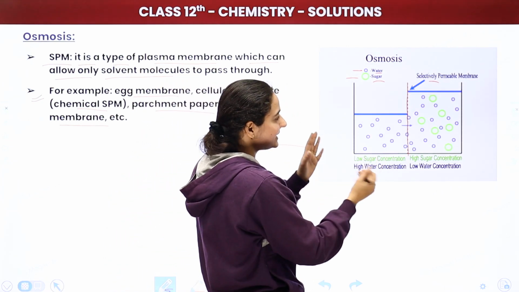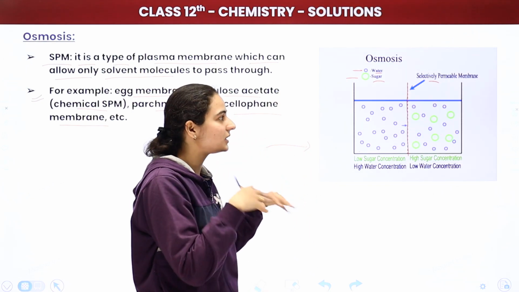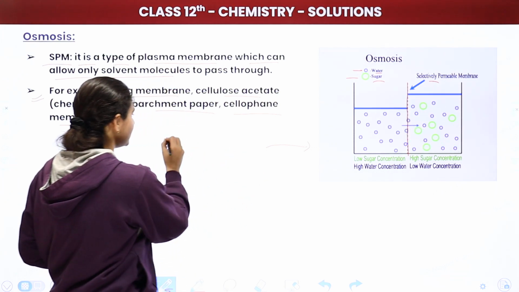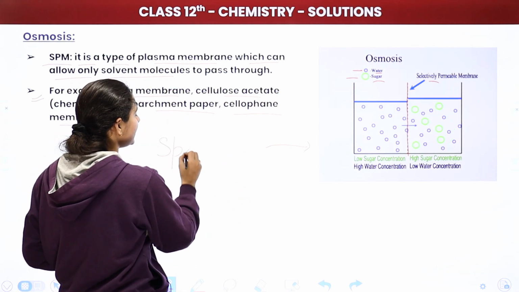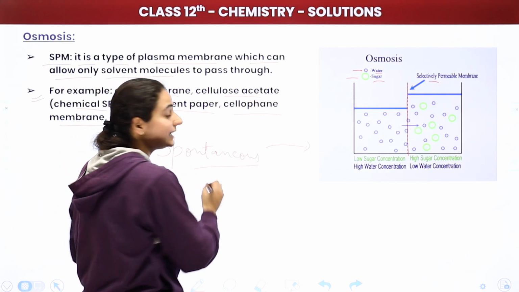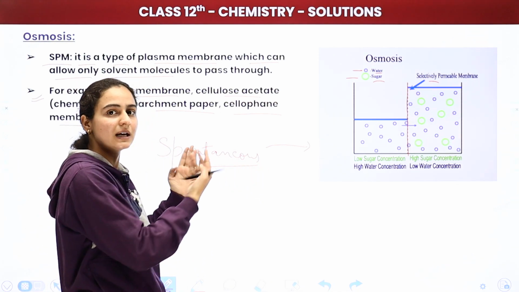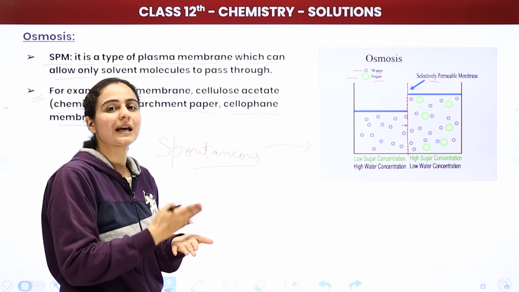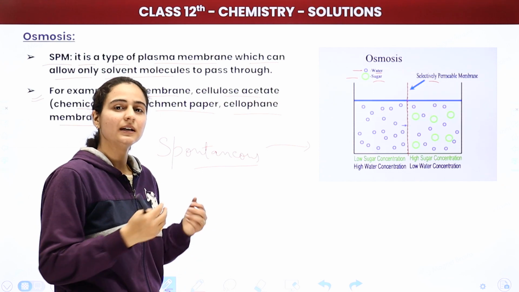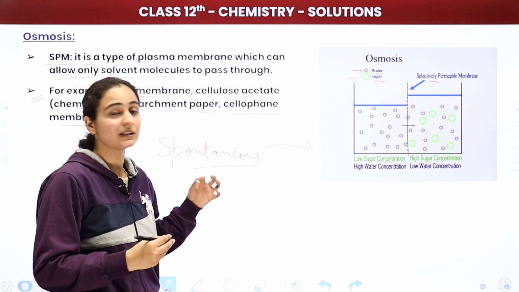So here you can see कि अगर हम दोनों solutions को side by side रखते हैं, then automatically what word can we use for such a process? हम लोग बोल सकते हैं that it is a spontaneous process, यानी कि ये अपने आप होता है, हमें कुछ करने की जरूरत नहीं है. We keep these two solutions next to each other और बीच में एक SPM हो, then osmosis will occur naturally. That's why we use this word that it is a spontaneous process. हमको कुछ करने का जरूरत नहीं है.